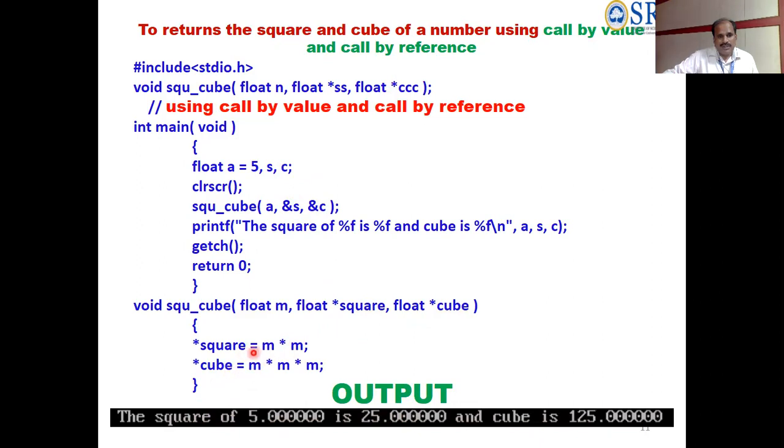Here, how many values are reflected from the called function to the calling function? There are two different values. The square value is going to be assigned to s, and the cube value is assigned to the variable c.